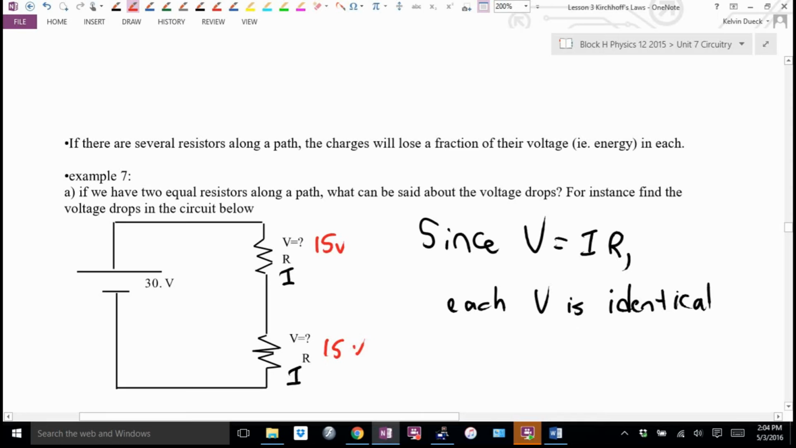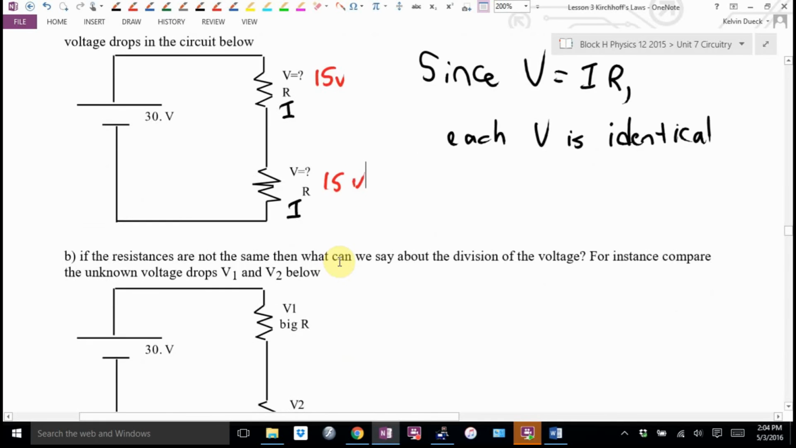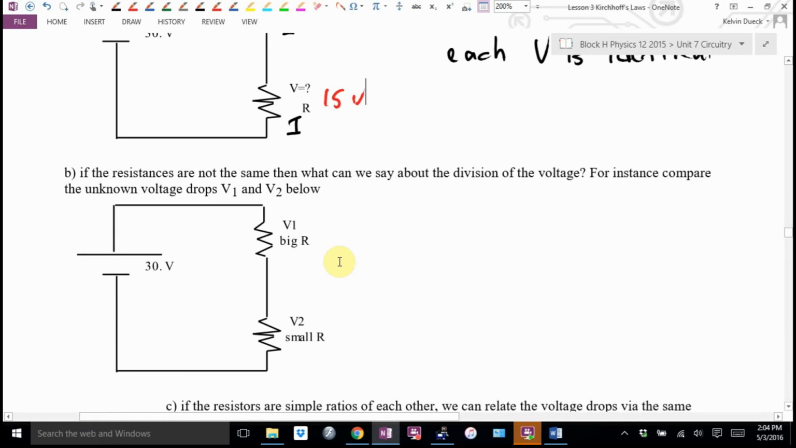Yeah. Again, as I mentioned before, this is a nice shortcut. I've never really bothered memorizing that, oh, if I have identical resistors and I have identical currents, the voltage is identical. I usually just crunch it quickly. But, okay. If the resistances are not the same, both of these still have the same current because they're hooked up to the same wire. They have to. That's the current law.